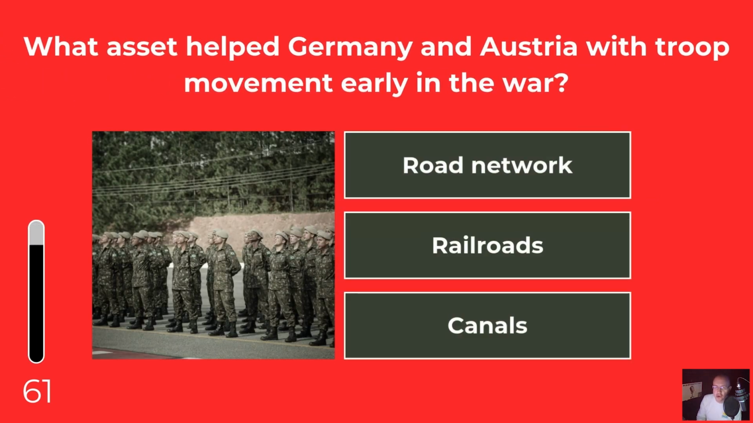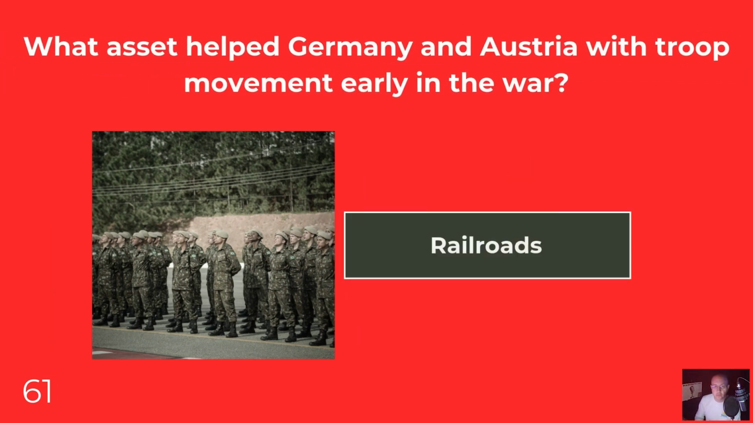What asset helped Germany and Austria with troop movement early in the war? Was it the road network, railroads, or canals? It was the railroads.